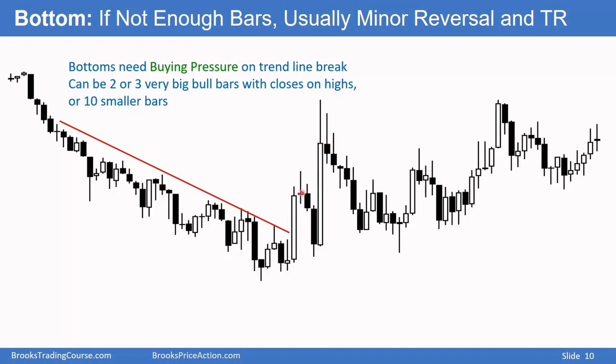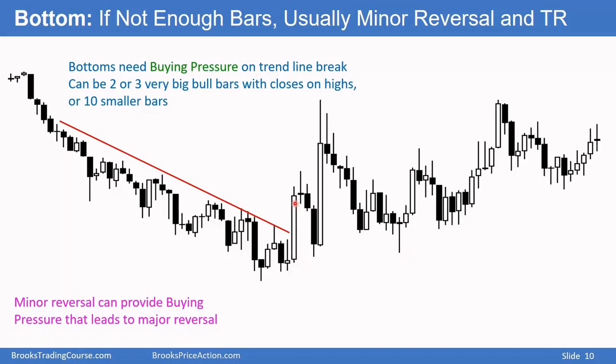This is enough buying pressure. You have a big bull bar closing on its high. You have an even bigger bull bar closing near its high. This is enough buying pressure so that traders will look to buy a reversal up from the next sell-off, a possible high or low major trend reversal.